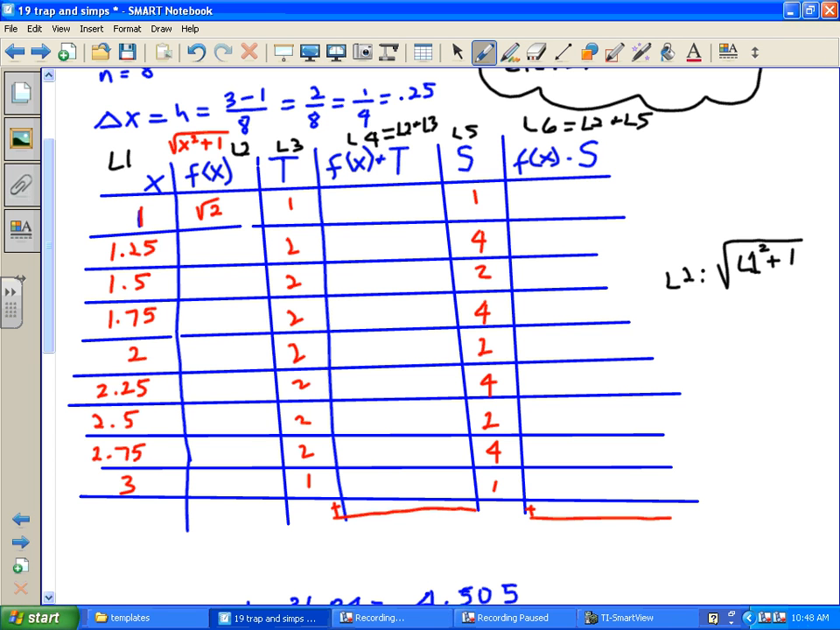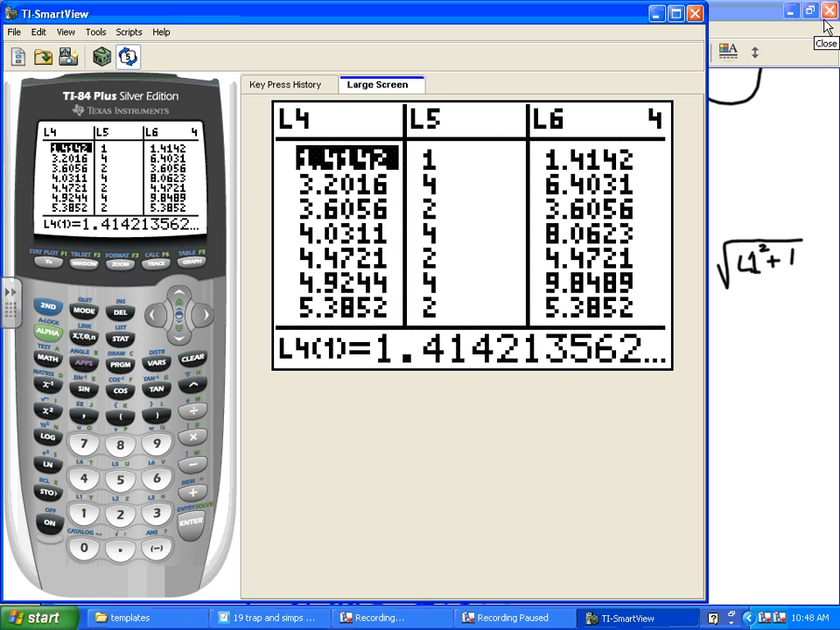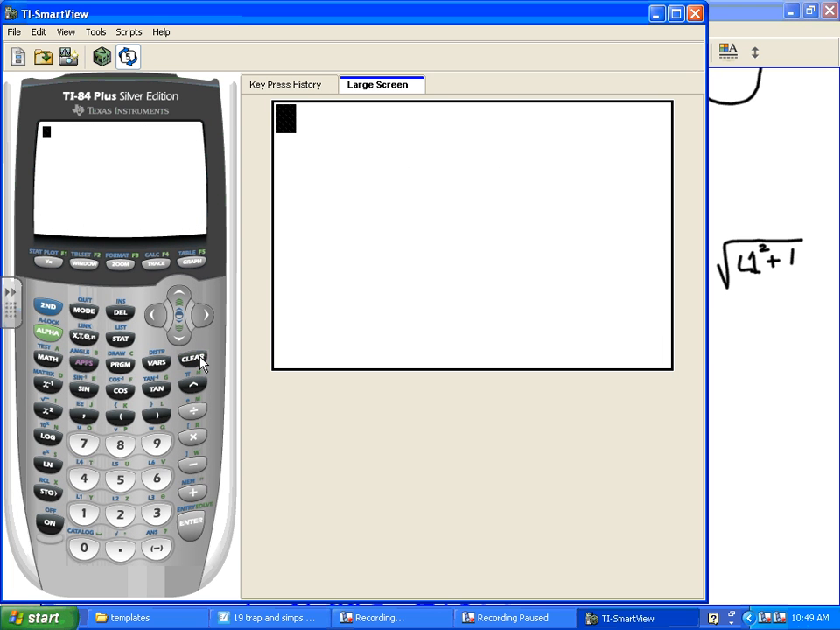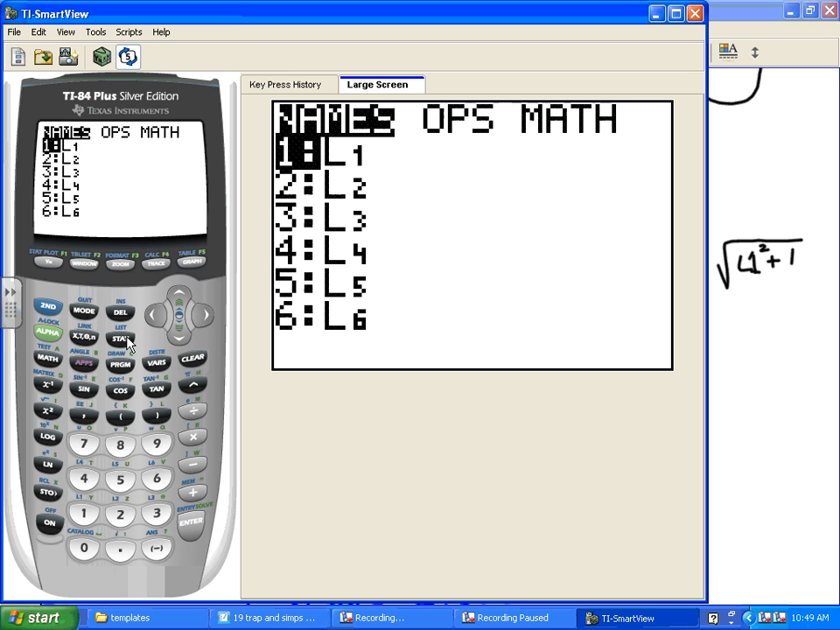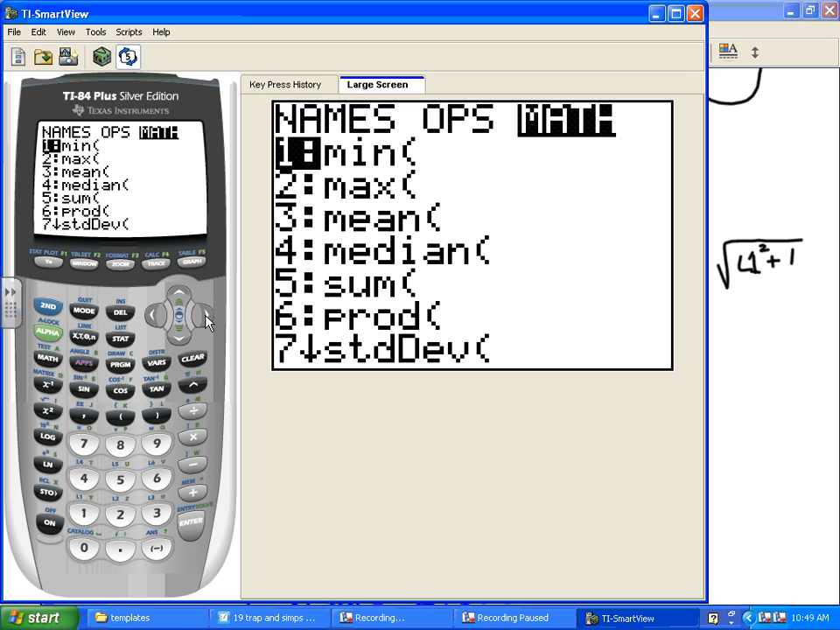Okay. Now, to do the addition, you can be on the bottom of your columns, or you can just get out of the screen completely. Do it like second quit, and I just need the sum command. The sum command is under second stat. You guys already know the sum command, right? Didn't we do sum of a sequence before in this class? Where was the sum command? Under math, second stat, and then math, number 5.